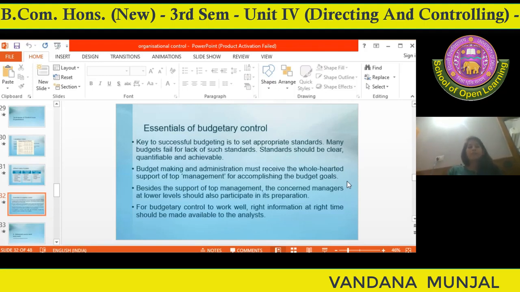Apart from the support of top management, participation of the lower level of management is also needed. If you tell them this is the budget of the activities, lower level management needs to understand that they have to abide by the budgets of the organization. For budgetary control to work well, the right information should be available at the right time for the analysis.